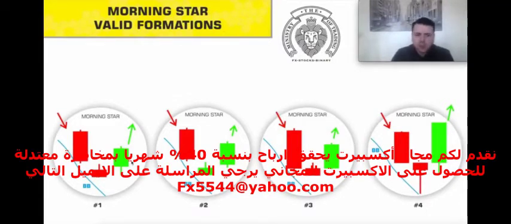Now, the first one here is going to be pretty much like the one we just saw, because there is a gap between the first one and the second one, and there is a gap between the second one and the third one. You can see that the first red candle was a big one, and then the star is a small one, and then the last candle is a green candle, pretty much 2/3 of the first candle. So that's fine.